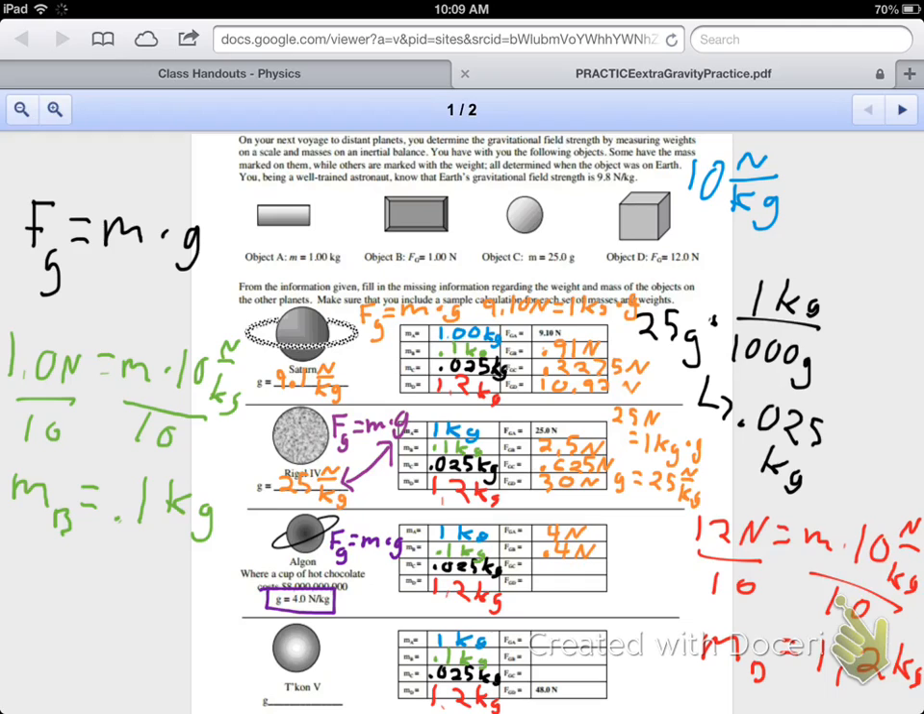For object C, 0.025 kilograms times 4 newtons per kilogram, and we get 0.1 newtons for the force of that object, for the weight of that object. And for object D, we have 1.2 kilograms times 4 newtons per kilogram to get 4.8 newtons.